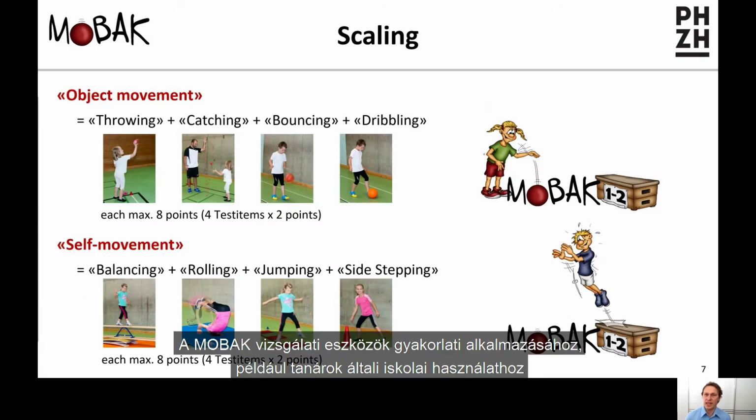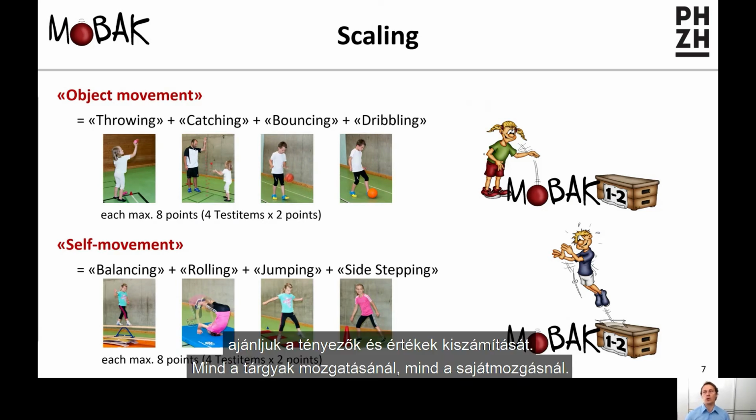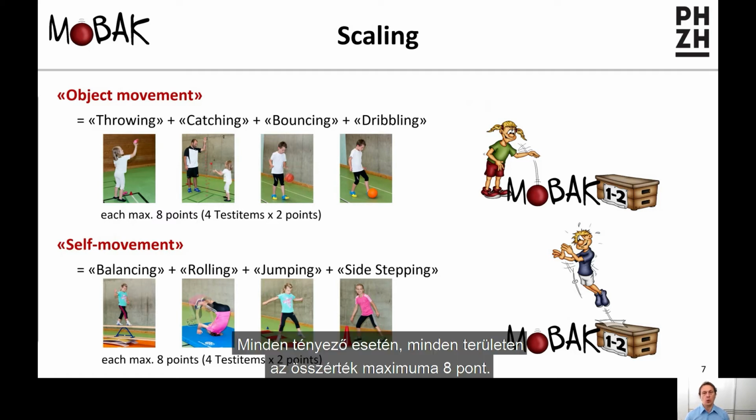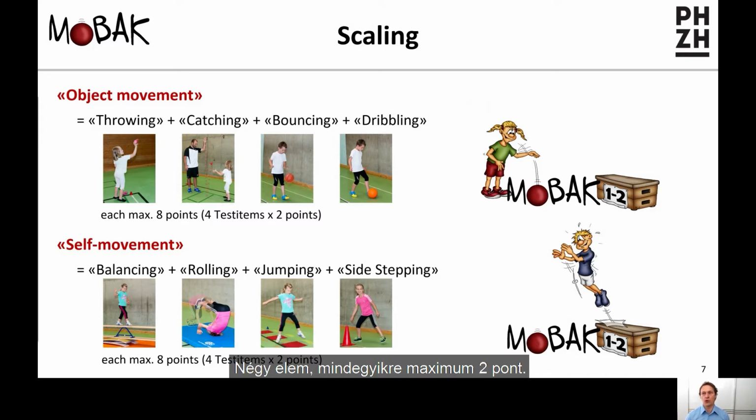For the practical application of the Mobx test instruments, like for teachers in school, we recommend the calculation of factor sum values for both areas, object movement and self-movement. This enables an easy distribution of the data with easy to interpret results. Within each factor in each area, the sum values achieved a maximum of 8 points. So 4 items with 2 points each.